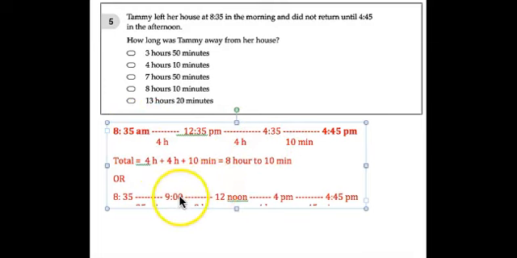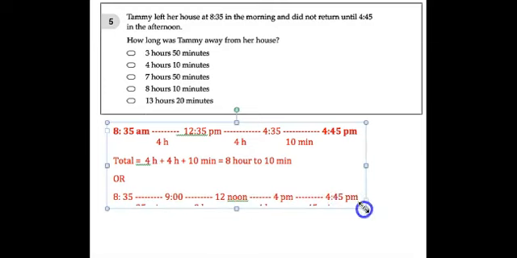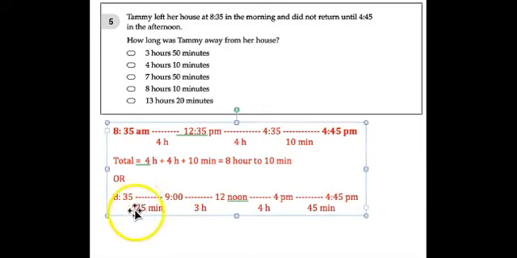So from 8:35 till 9, because that's the next hour, and then from 9 till 12, because that gets you till noon, and then from 12 till 4, and then 4 till 4:45. This bit here would be 25 minutes, and we've got 3 hours, 4 hours, and 45 minutes. So that is another way you can do it. So 25 minutes there, 3 hours here, 4 hours there, and 45 minutes there.